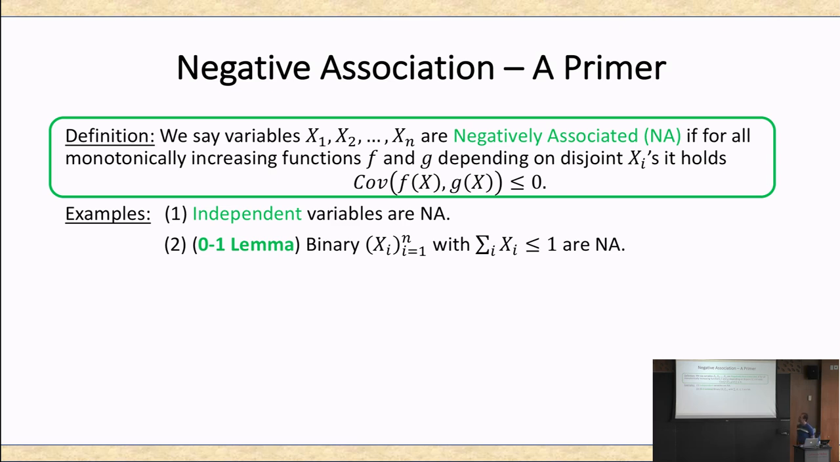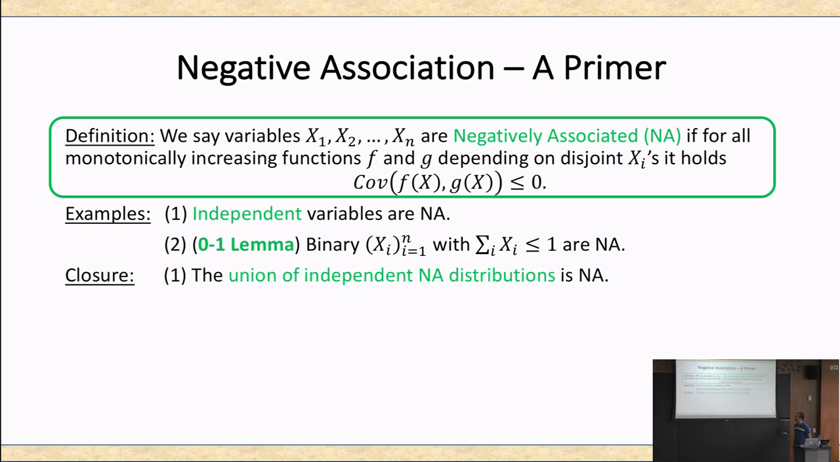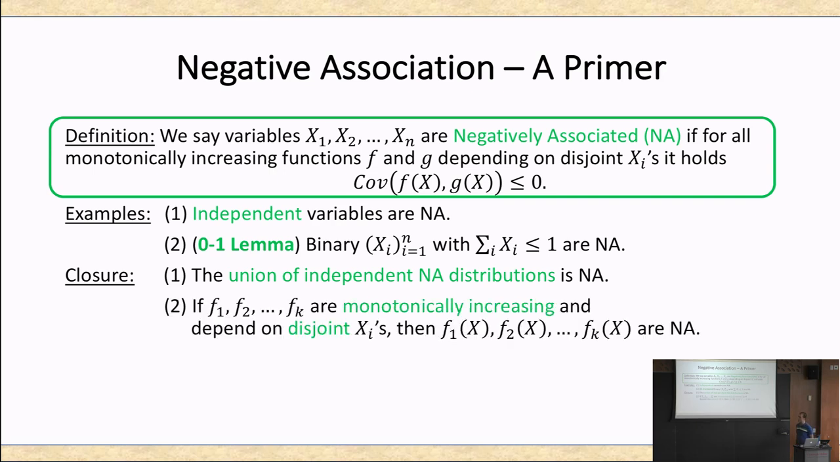Good. So another nice property of negative association is that you can build more elaborate NA distributions from simpler ones by the following closure properties. First of all, the union of independent NA distributions is itself NA. That pretty much follows from the definition. And the second property is if you have a bunch of monotonically increasing functions that depend on disjoint Xi's, then the output of these functions is itself NA. Also pretty much follows from the definition.